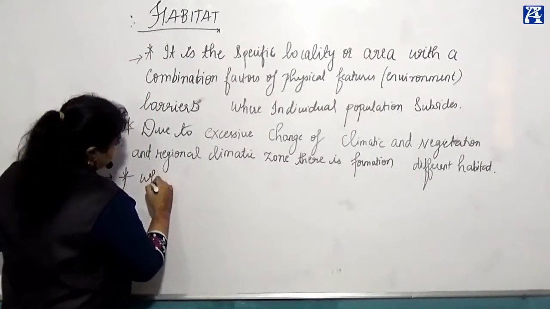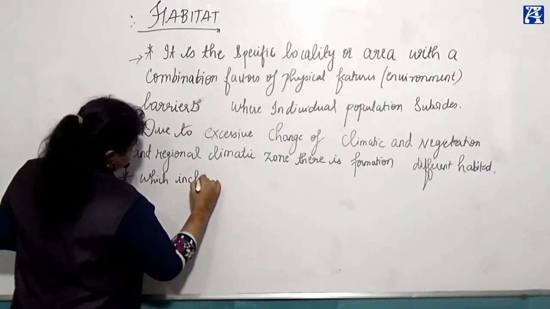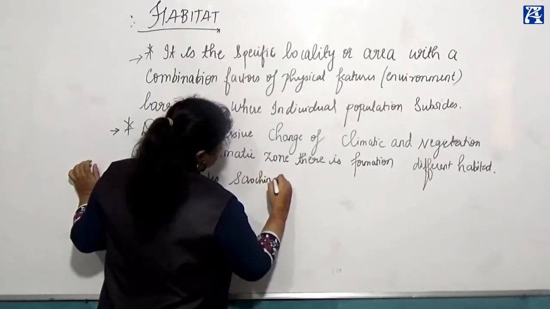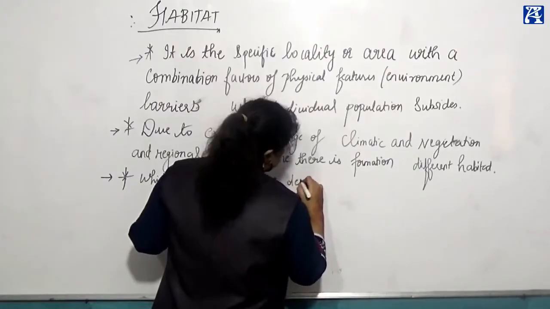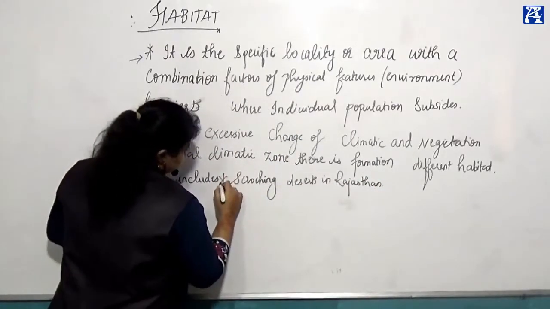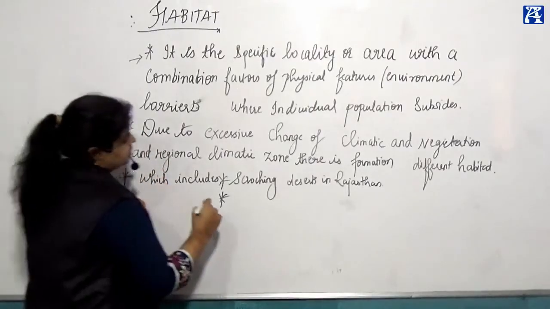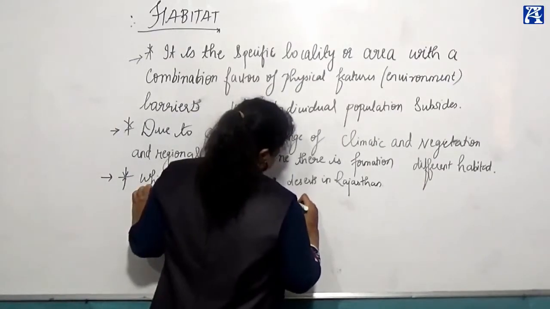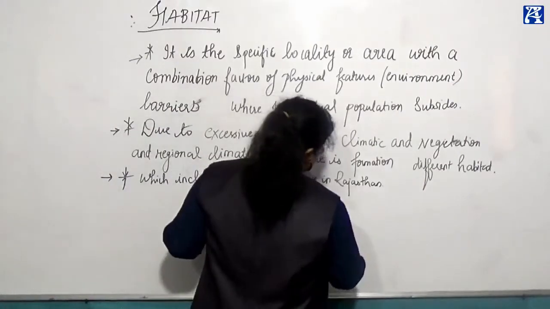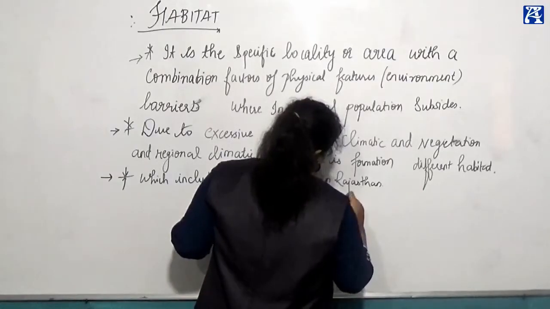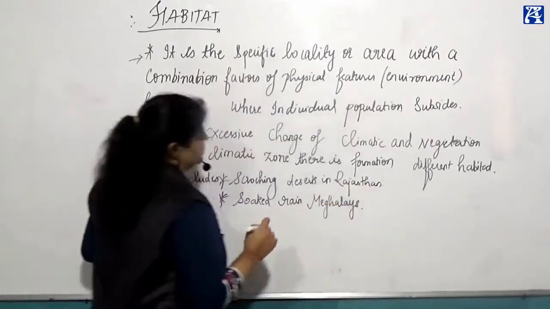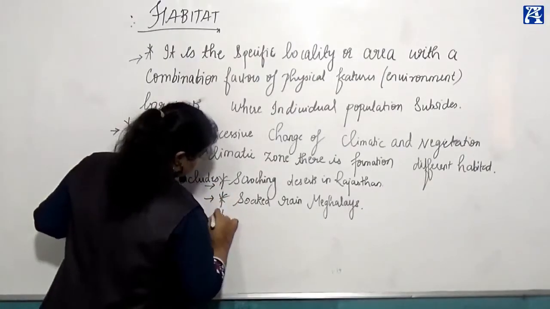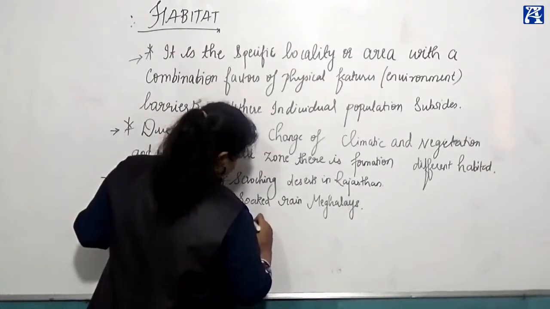Which includes scorching deserts in Rajasthan, soaked rain in Meghalaya, the Himalayas, and the permafrost region.